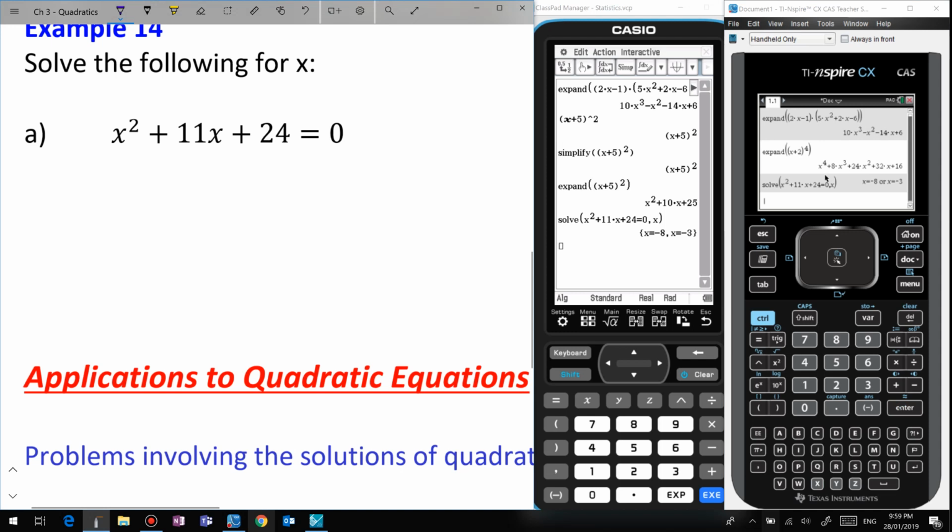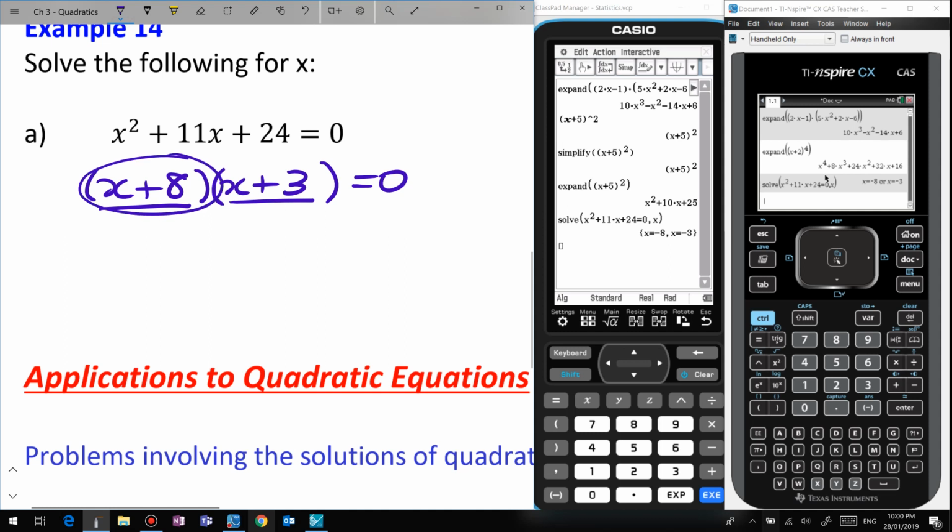Now how do we do it by hand? Well, first we factorize it. So what are two things that multiply to give 24 and add to give 11? So x, 8 times 3 is 24. If they're both positive, plus 8 plus 3 is plus 11. If we solve this, either this bracket must equal 0 or this bracket must equal 0 for this whole equation to be true. If this bit's 0, 0 times anything is 0, whereas if this bit's 0, 0 times anything is 0.